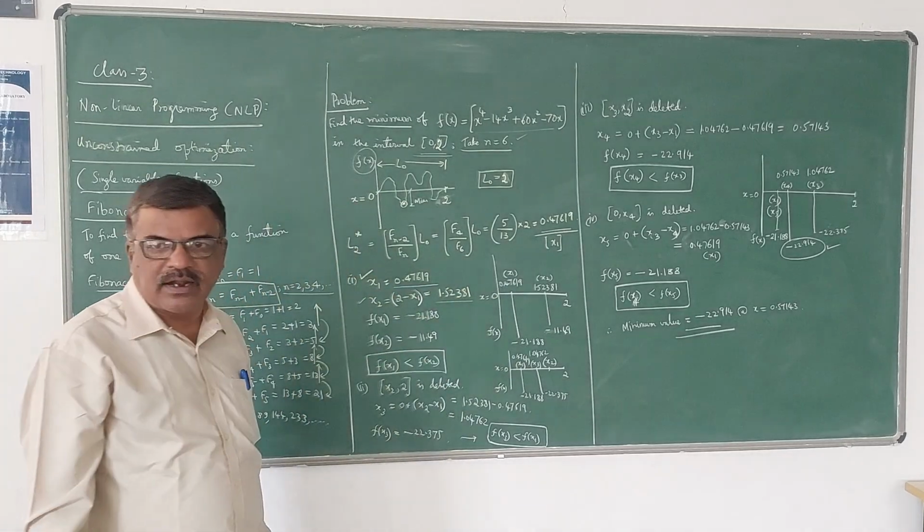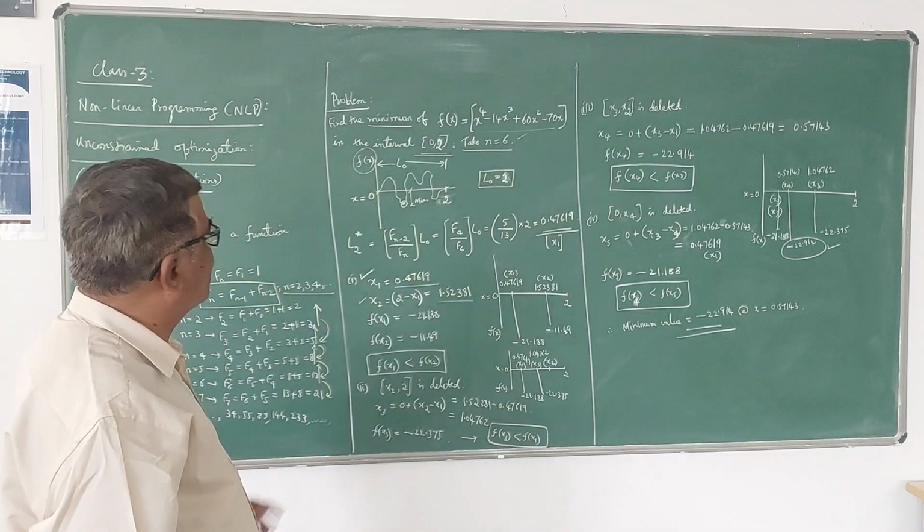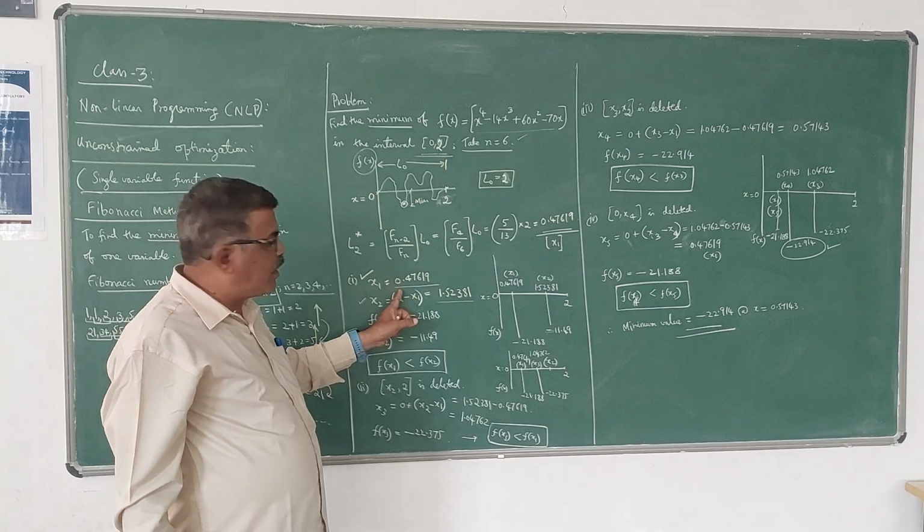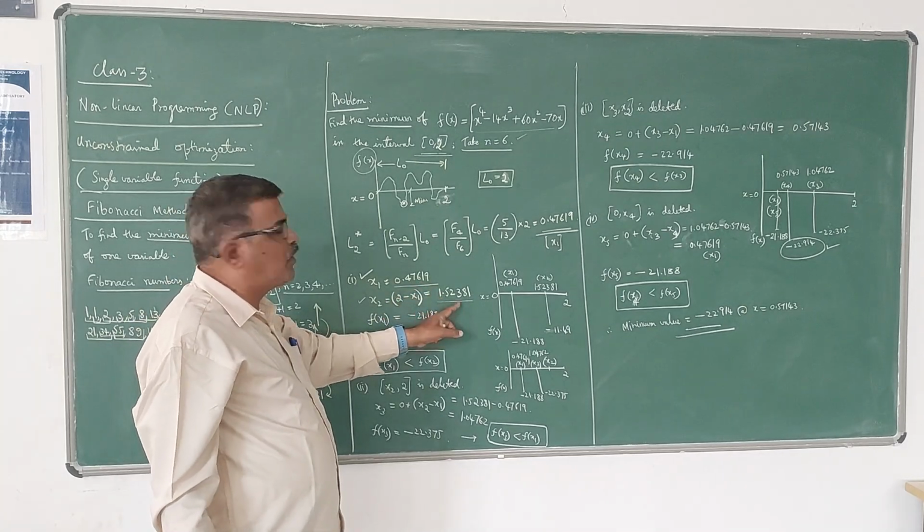So now we got two values of x. That is, one is x1 and another is x2. So suppose if they give 3 here, you have to take 3 minus 0.47619, it becomes 2.52 something.